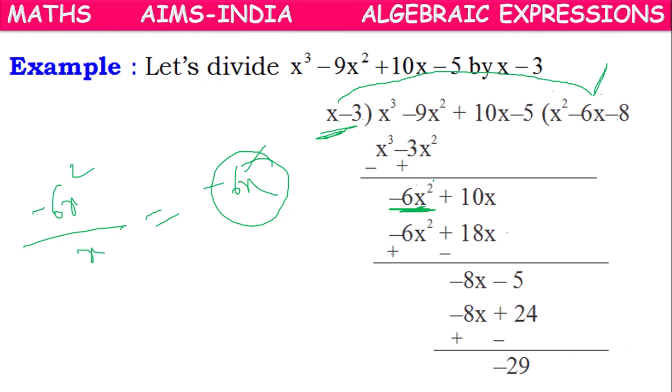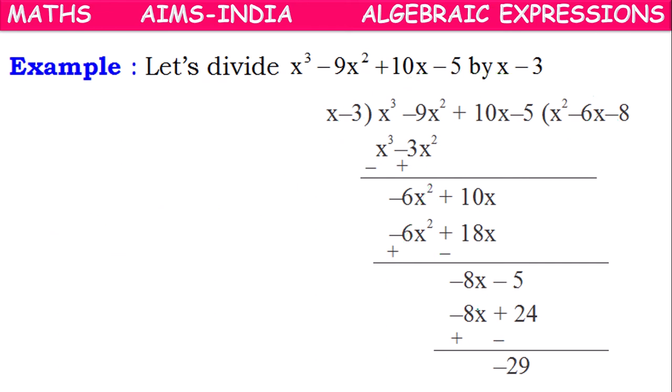Minus 6x square plus 6x square cancel. 10x minus 18x equals minus 8x. So up to this part is completed. Next we carry down the next term, minus 5. Now this is the remainder. In this, the first term minus 8x is to be divided by the first term of the divisor, x. Because every time whatever remainder we are getting, it will become the dividend. Now this is the remainder, but this will become the dividend.